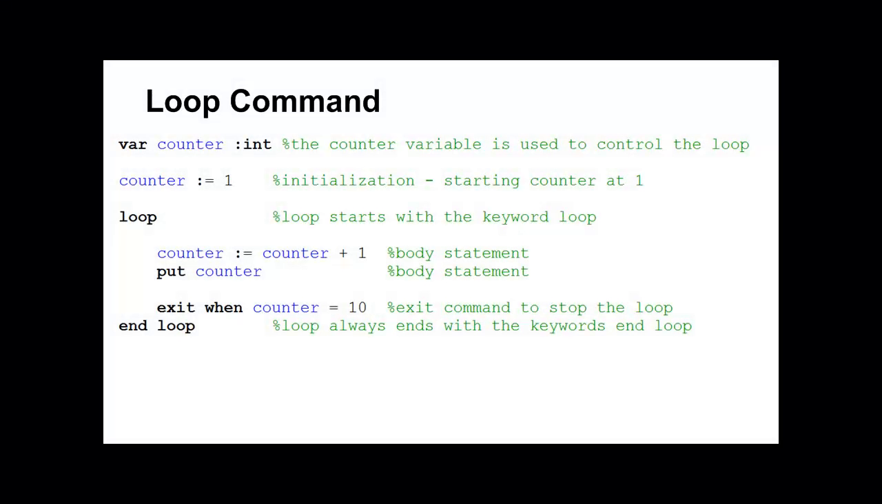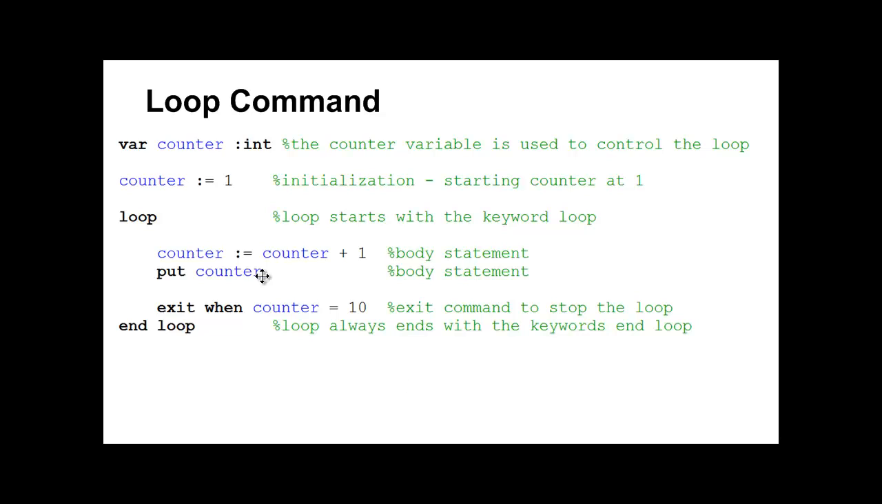So at this stage, you're probably wondering to yourself, alright, I get the idea. These loops have 3 different parts to it: initialization, body, and exit. But how do I actually do a loop in Turing? Well, we use, of course, the loop command. And we've got an example here of a loop command and how it shows the different 3 steps.